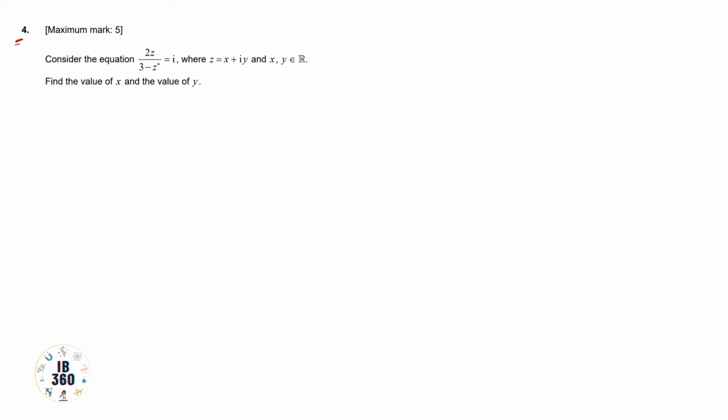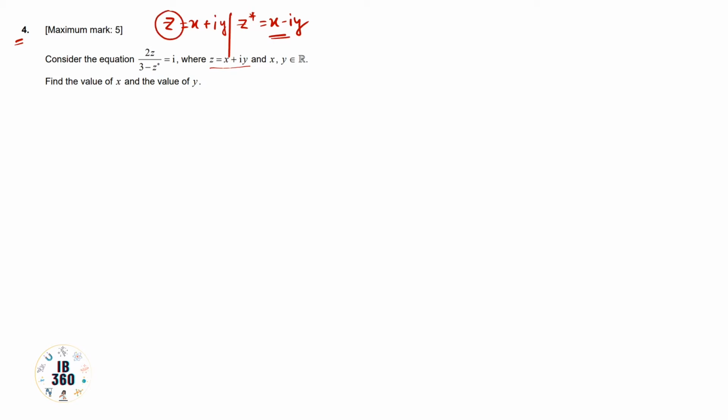So the 4th question is: consider the equation 2z divided by 3 minus z star equals i, where z is given as x plus iy. So obviously you can get the idea that z is a complex number, and it is written as x plus iy. Then obviously the conjugate, z star, is equal to x minus iy. This is the conjugate of z.